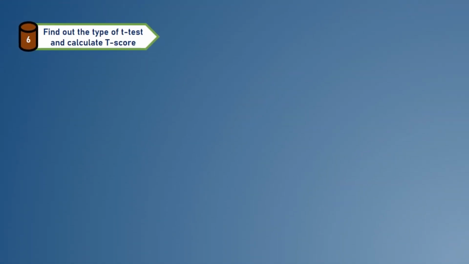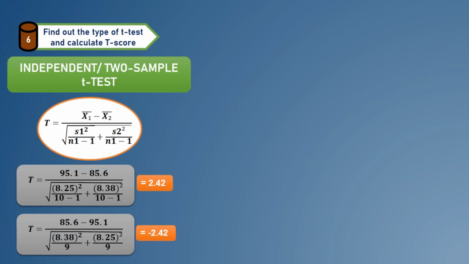Step 6. Figure out the type of t-test and calculate the t-score. Since I have taken two groups giving treatment to only one, therefore it is an independent or two-sample t-test. Here we will use the following formula for t-score. Using the values, we will get the result 2.42. Here one can change the positions of mean, leading to minus 2.42 as t-score, but it doesn't matter since the absolute value of t-score is considered for further calculations.